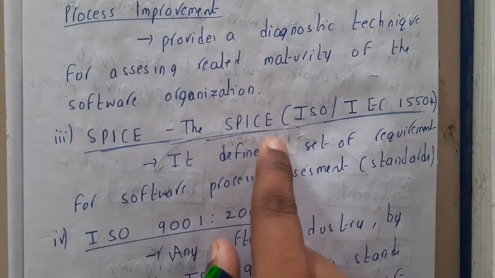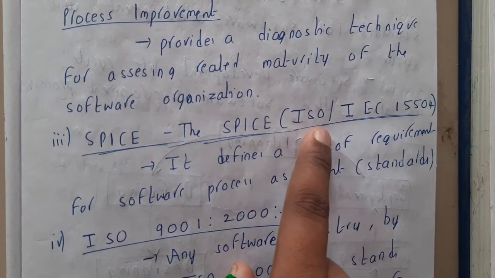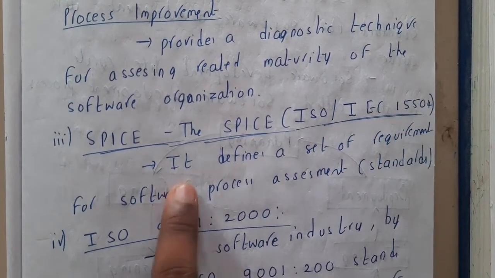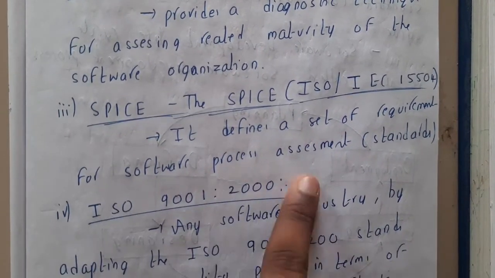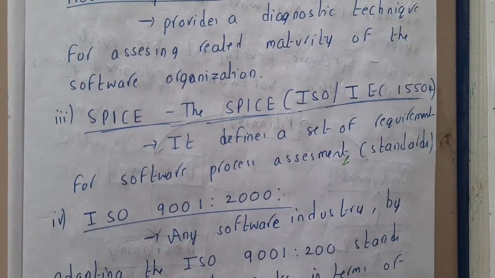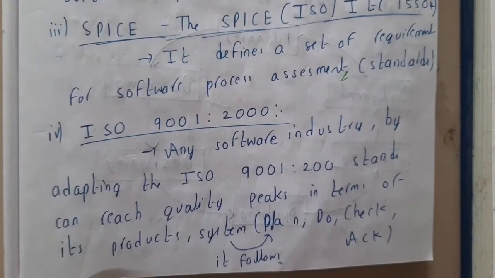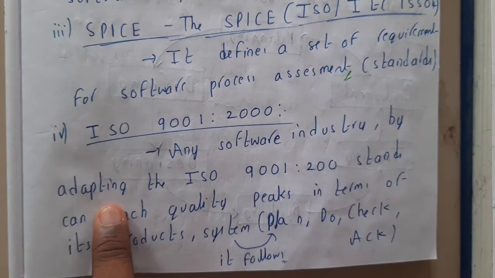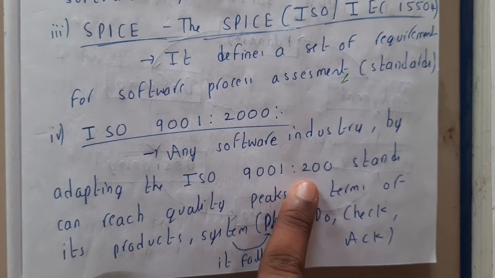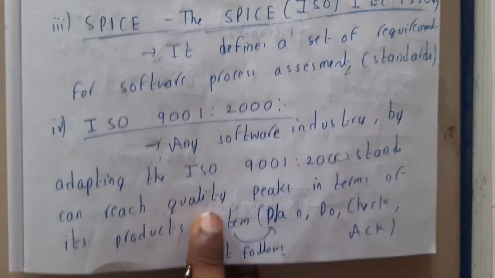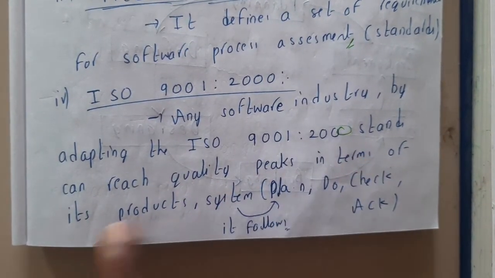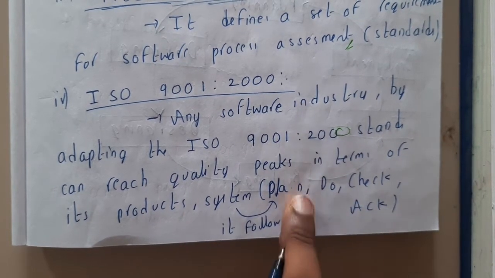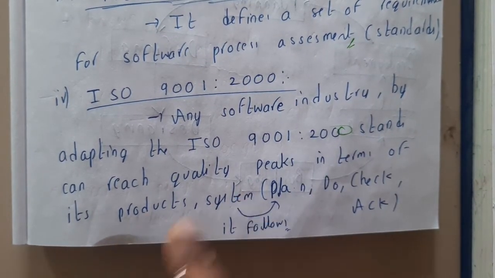The next type is SPICE. SPICE is nothing but a standard, guys. It is the ISO/IEC 15504 standard, defined as a set of requirements for software process assessment. Similarly, ISO 9001:2000. Any software industry adopting the ISO 9001:2000 standards can reach the quality peaks in terms of its product, system, plan, what to do and check, and everything. It will reach the highest peaks, guys.